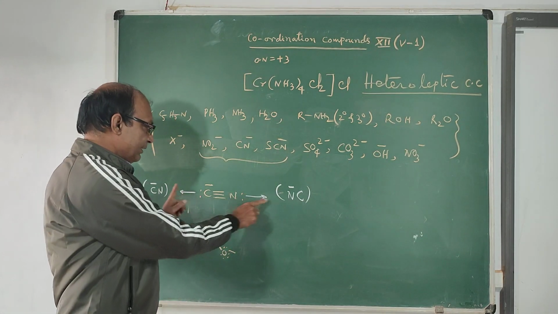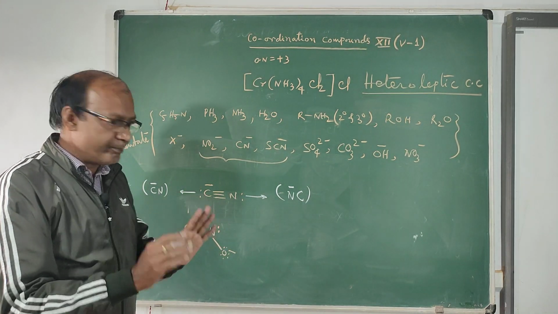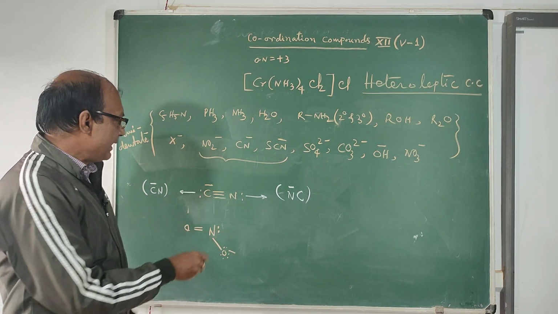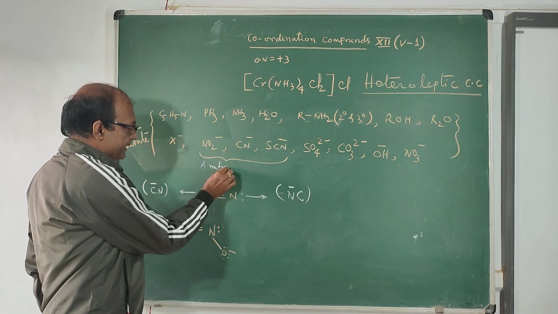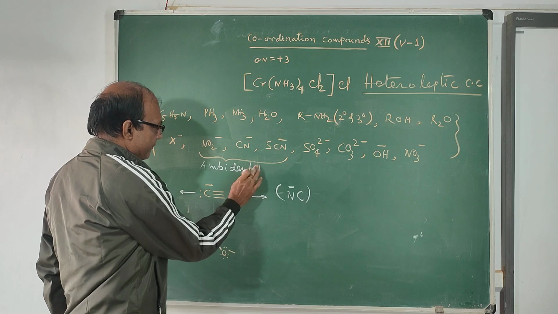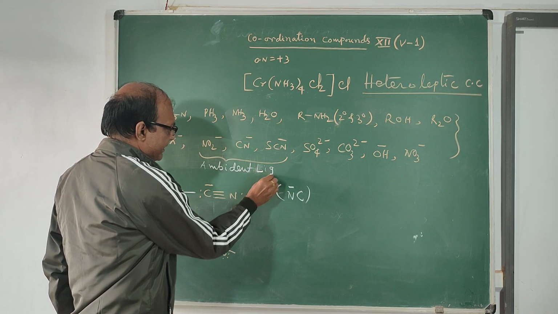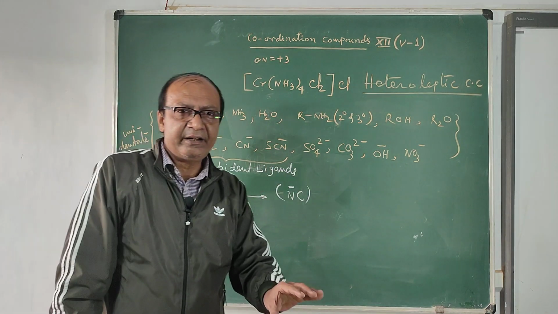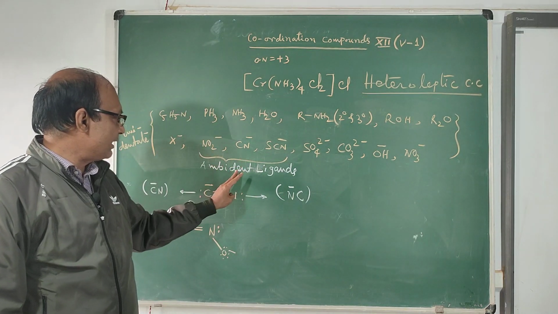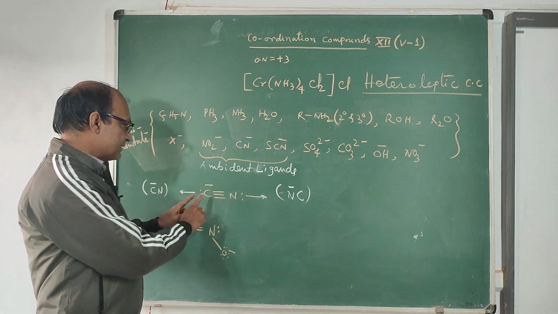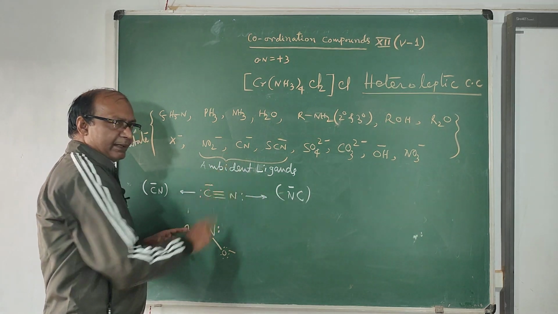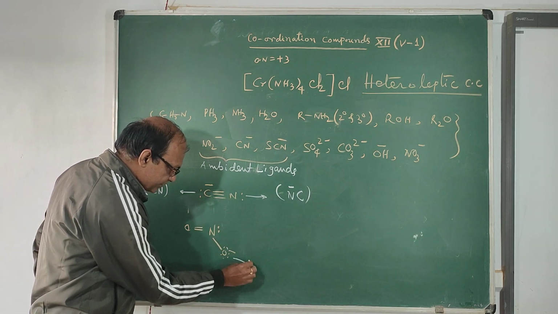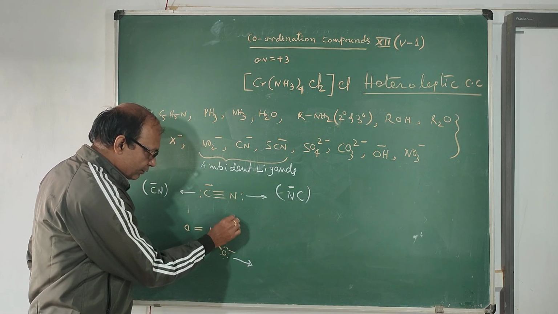It is not that it links from this side and this side simultaneously. Whenever it bonds, it will be from the nitrogen side, or else from the carbon side. Such ligands are known as ambidentate ligands. Out of the unidentate ligands, there are three which are known as ambidentate ligands: cyanide, CN minus or NC minus, and similarly nitrite, which can form coordinate bonding through the oxygen side as well as through the nitrogen side.